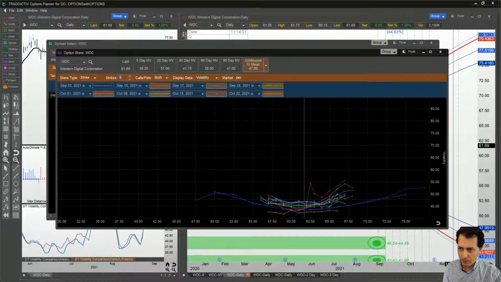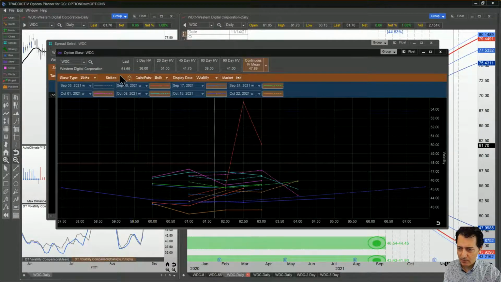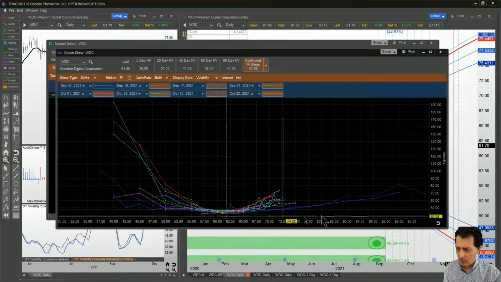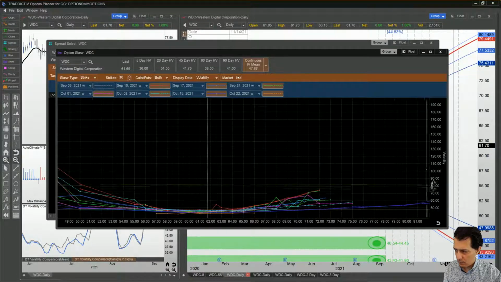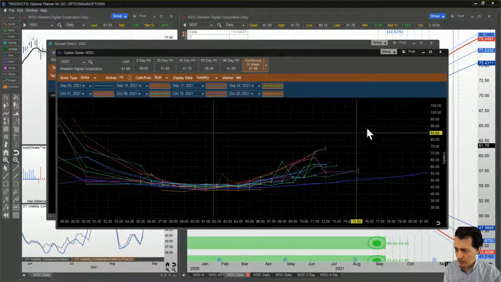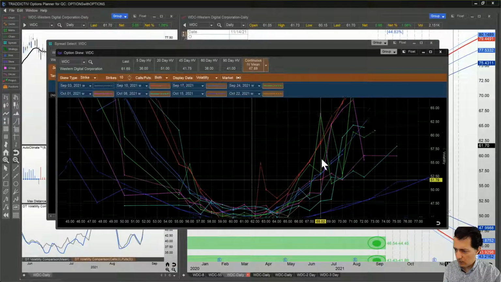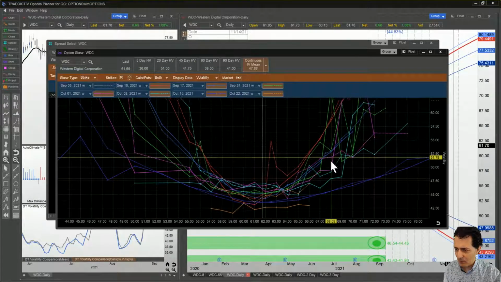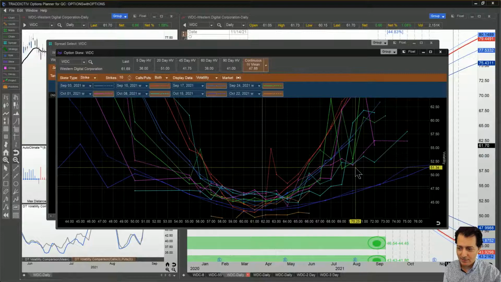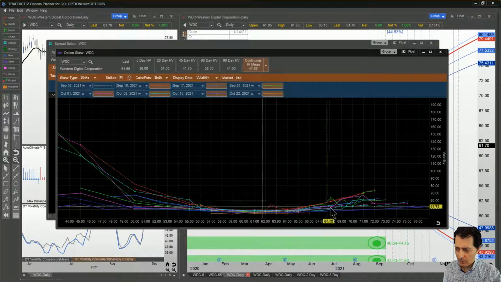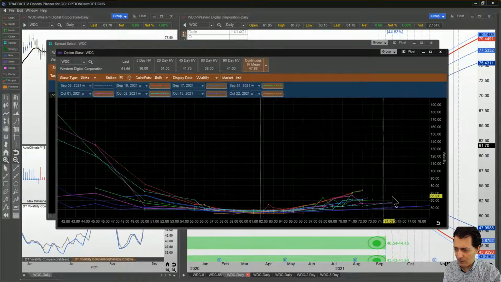Maybe I can load even more strikes, just to make it more fun. Okay, here we go. So now if I look into this carefully, you can see how overall it's a smile, but there are some strikes that got plenty of premium that you would not expect, isn't it? You see what I mean?